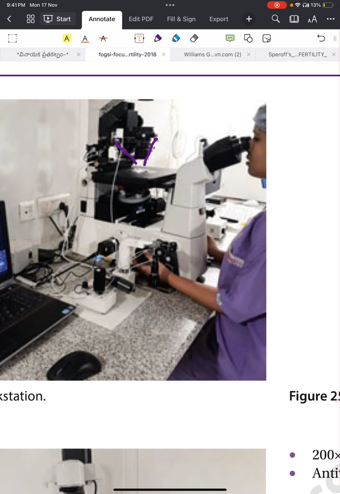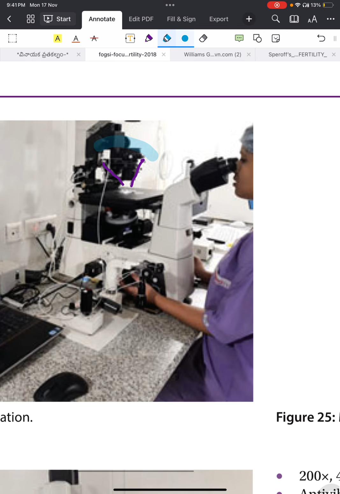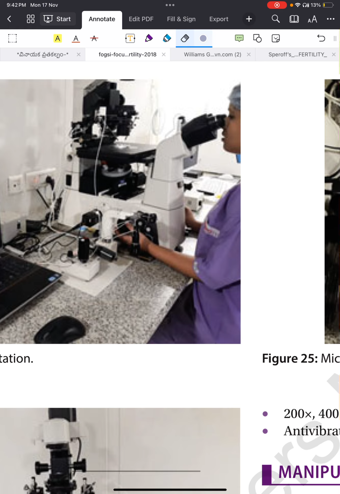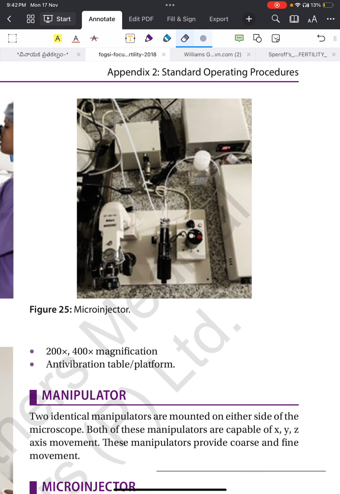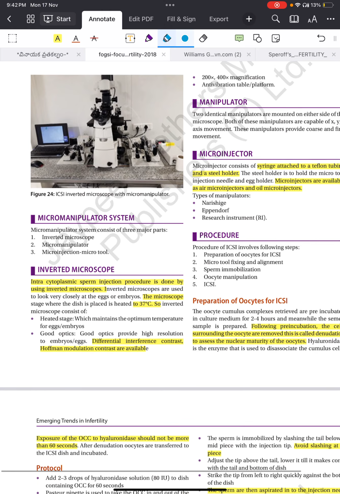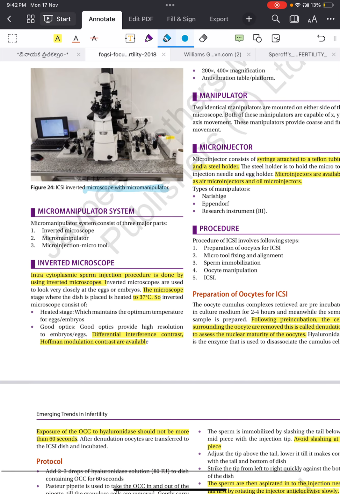By using these two needles, we'll select the sperm, and one needle will fix the ovum like this, while the other needle pushes the sperm into the cytoplasm. That is the process of these two needles. These two needles are given in this image, that is the micro injector. So this is the inverted microscope with manipulator.